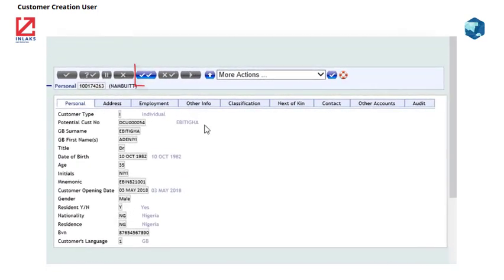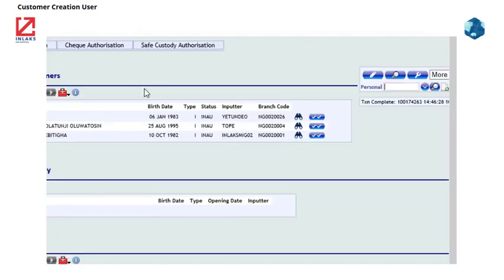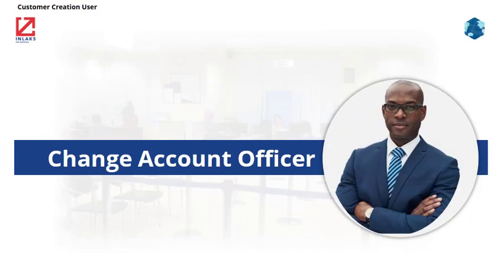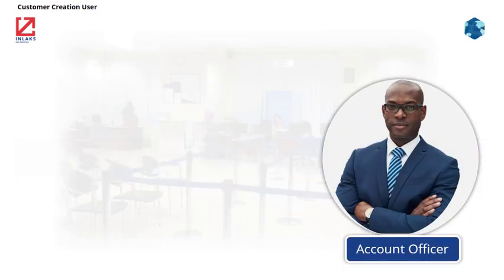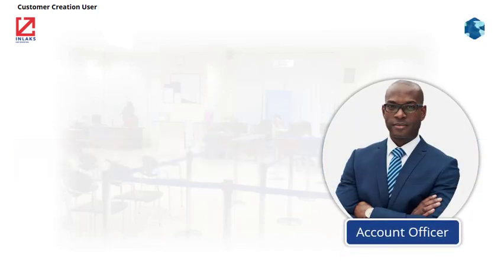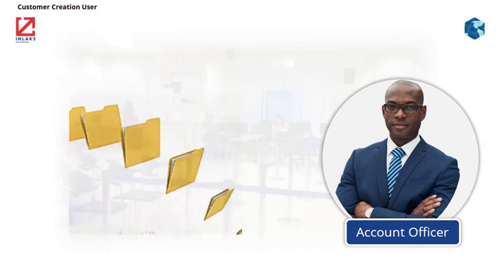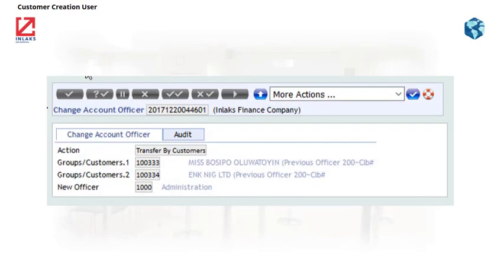Step 7. Then click the Authorize a Deal button. Change Account Officer. Account Officer can be changed by transferring all portfolios, all customers or groups that had the officer as the account officer before. Get the record authorized using the authorization menu.